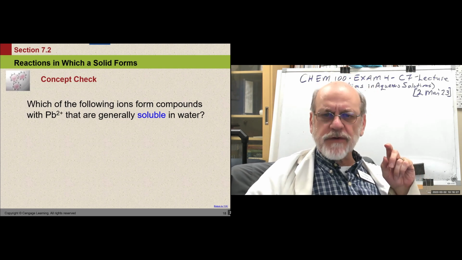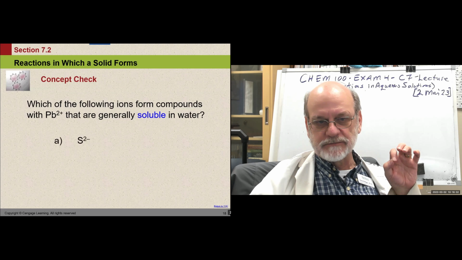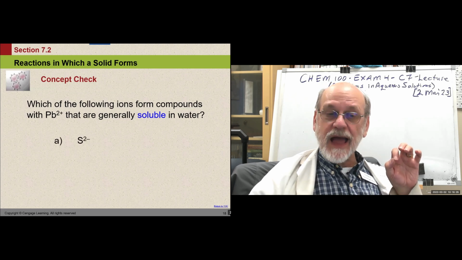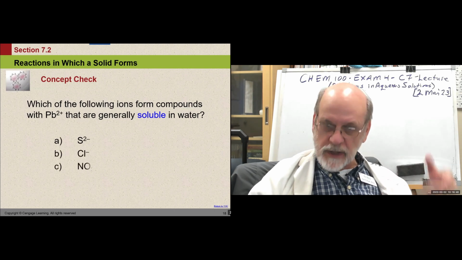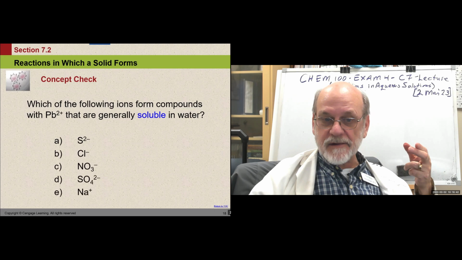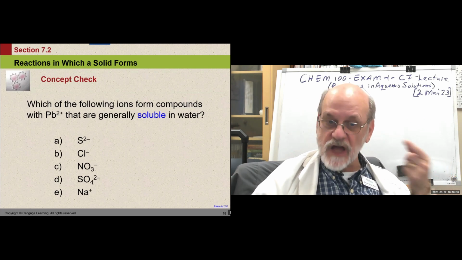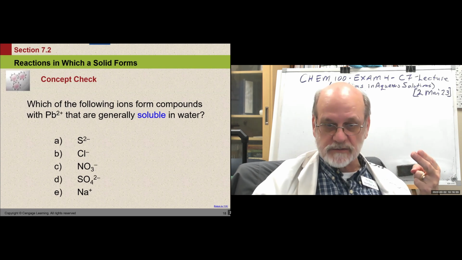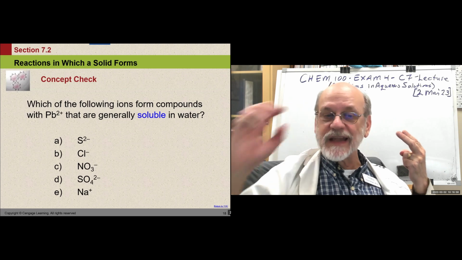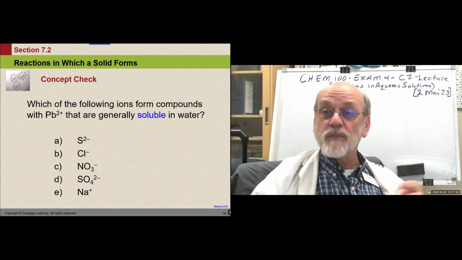Okay, so which of the following ions form compounds with lead 2+ that are generally soluble in water? How about lead 2+ and sulfur 2-? Look it up in your chart. And you find that lead 2 sulfide is not soluble. You find that lead 2 chloride is not soluble. You find that lead 2 nitrate is soluble based on your chart or based upon the rule.